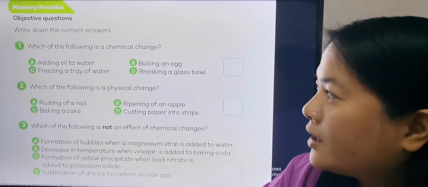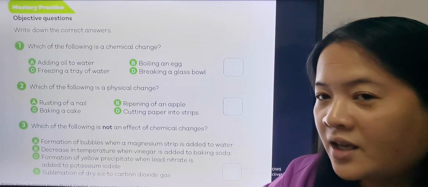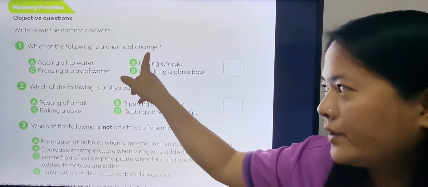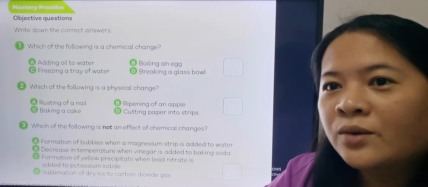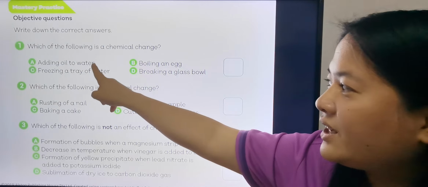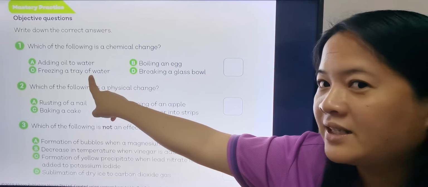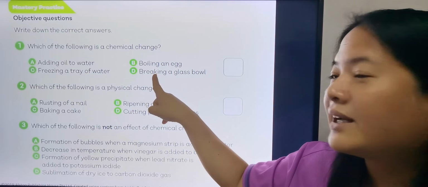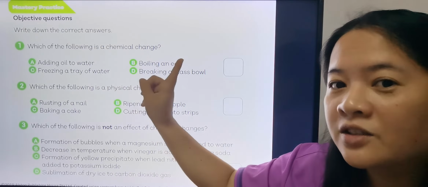And then page 54, we're going to answer all together, okay? So for number 1, which of the following is a chemical change, okay? So you choose among these choices which is a chemical change. Okay, is it adding oil to water? Is it boiling an egg? Is it freezing a tray of water or breaking a glass bowl? Okay, so which of the following is a chemical change?